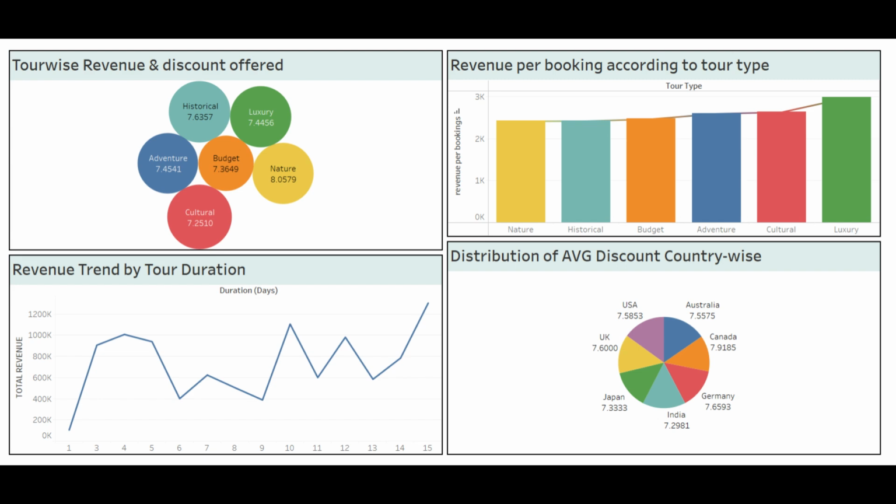In the next we are getting the trend line in the line chart, where there is the duration for which the customers are staying and the total revenue of it. On the very next chart we are getting the distribution of average discount country-wise, meaning in Canada the travel agency is giving 7.9 discount, and similarly for all the countries.